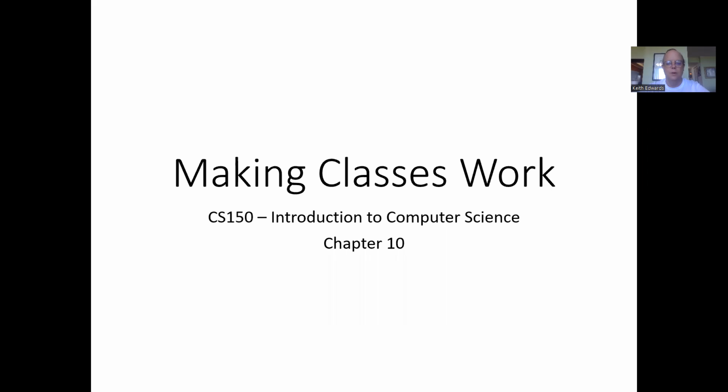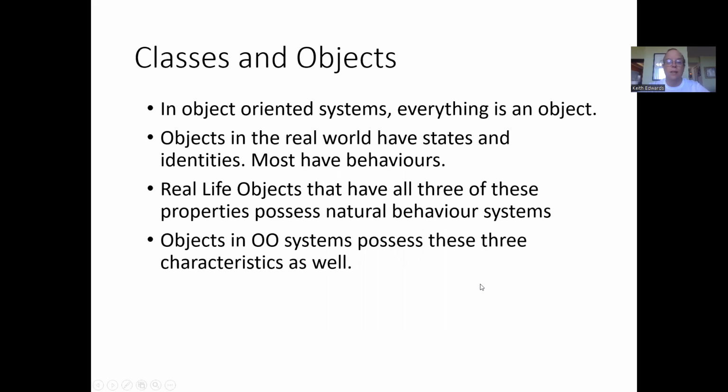Okay, so continuing on with our work with classes, this is the second presentation on them. Today we're going to talk about how we make classes work. And you'll recall last time we talked a bit about the theory of object-oriented programming. In object-oriented systems, everything or nearly everything is an object. Objects in the real world have states and identities, and most of them will have a behavior. Real-life objects that have all three of these possess natural behavior systems properties, or we call them natural behavior systems.